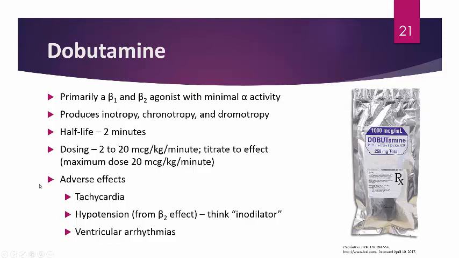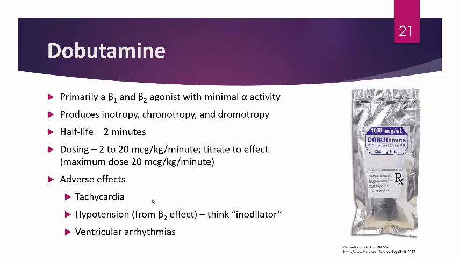In regards to adverse effects, tachycardia may result as a result of the beta 1 effect. Hypotension may also result from beta 2 effect that dobutamine has. So you should think of dobutamine as an inodilator, as it will inodilate. However, this is traditionally seen more at the higher doses.